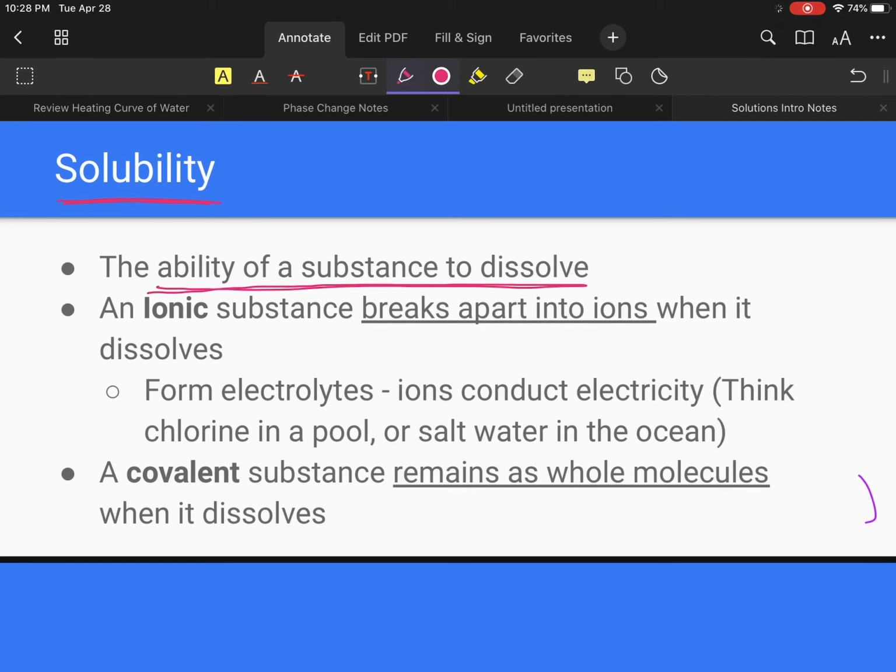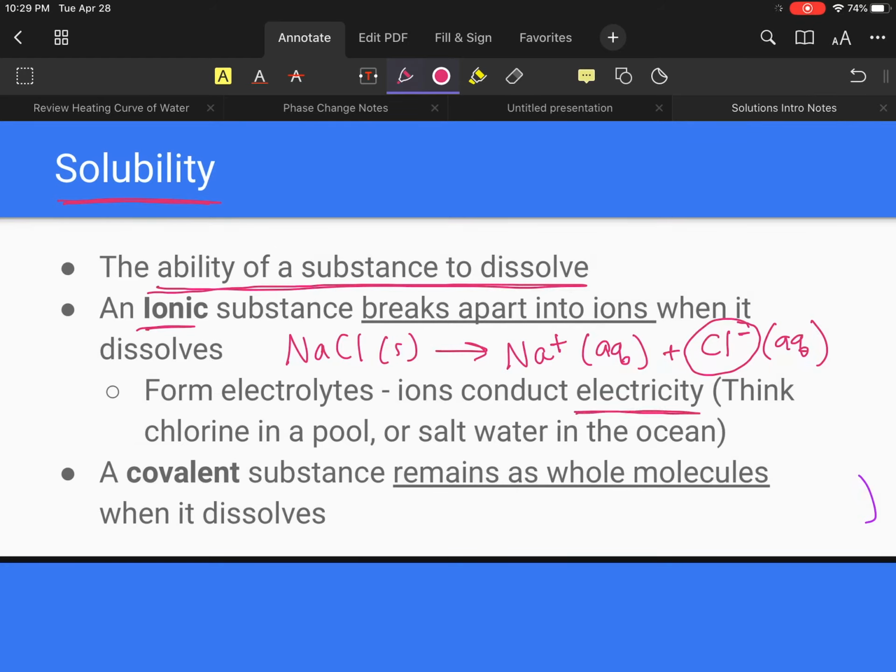When we're talking about an ionic substance, that ionic substance is going to break apart into ions. For example, if I have NaCl, my salt, it's a solid. If I put it in my water, I'm going to have these little positive sodium ions, and we call it aqueous because it's dissolved now in water. And then we have these little chlorine ions. Because I have these ions, it allows this solution to conduct electricity. We call it an electrolyte now.